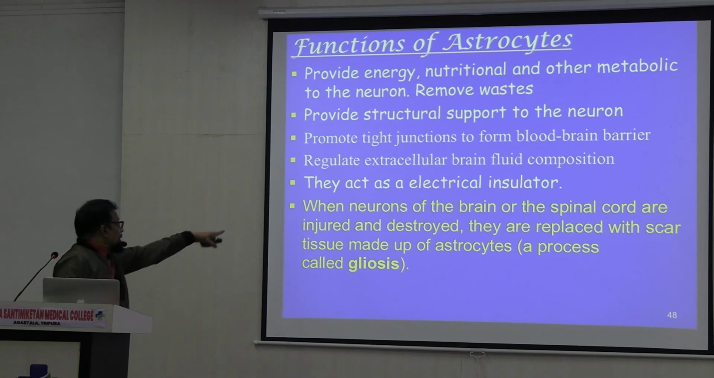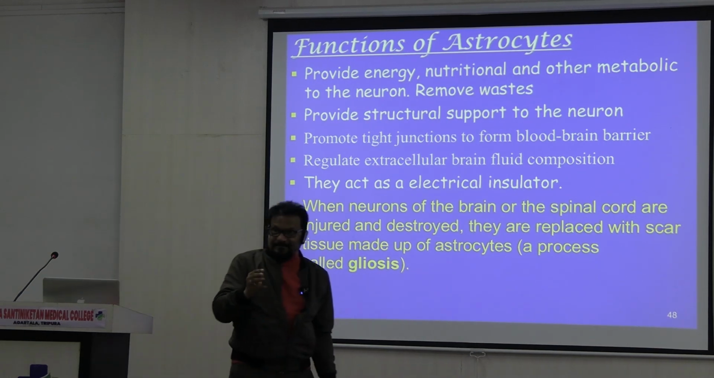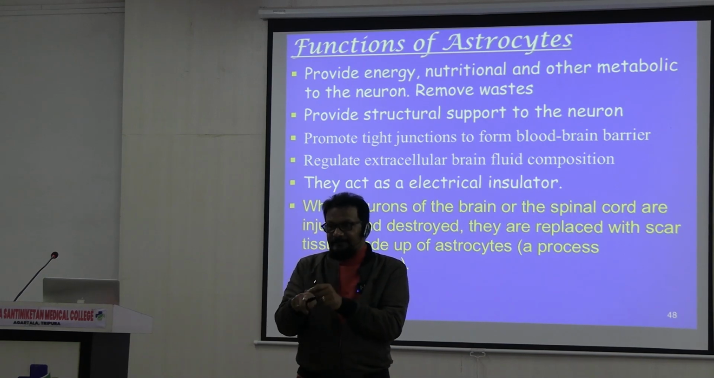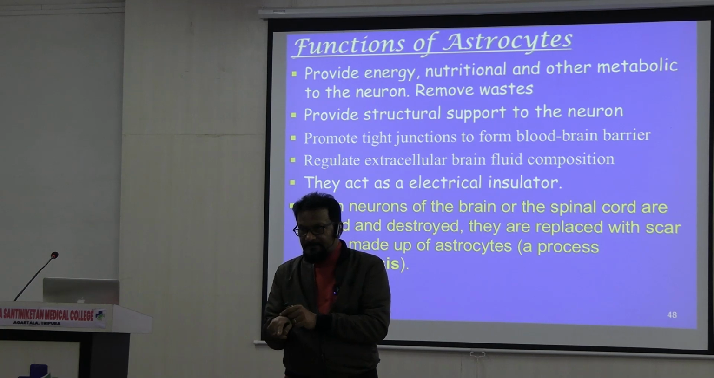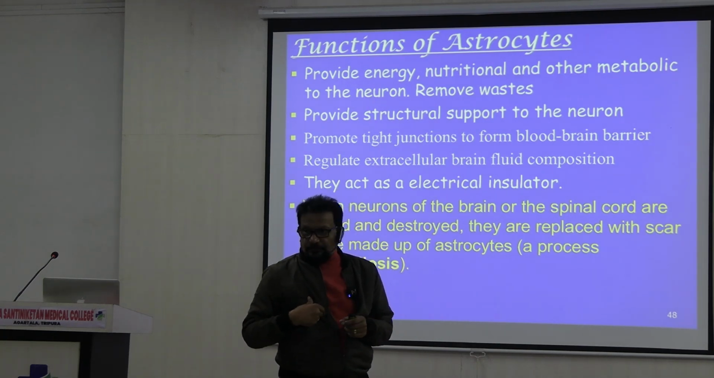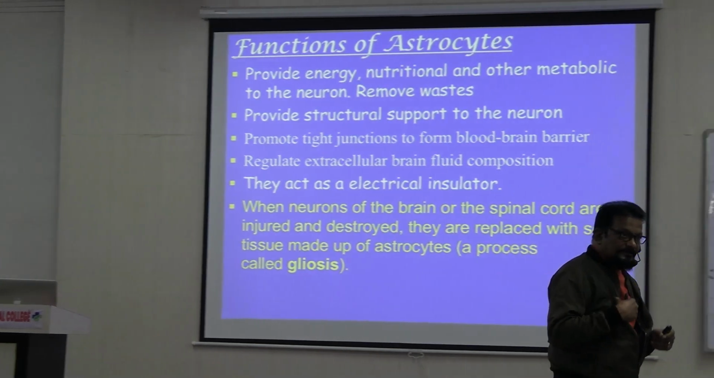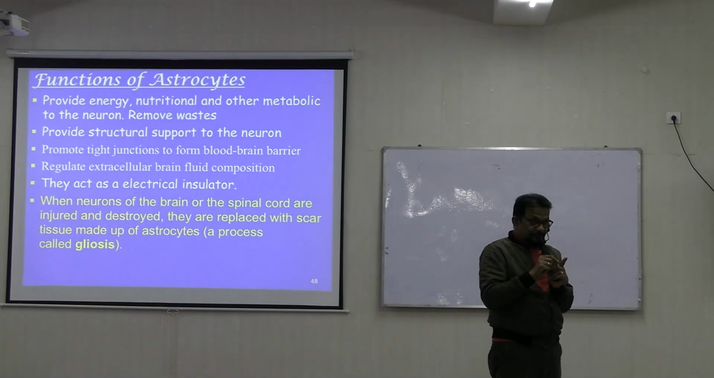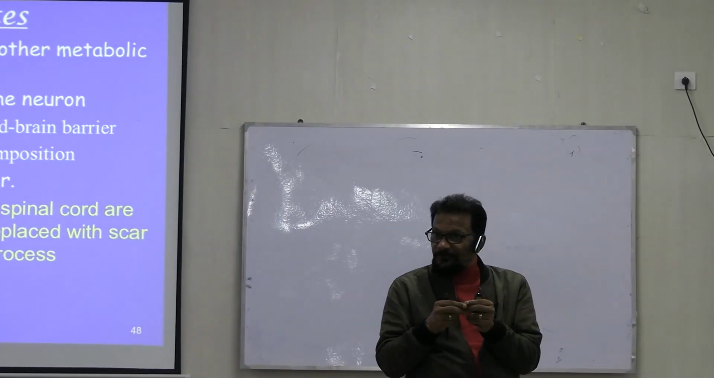When the neurons of the brain or the spinal cord are injured, they are replaced by fibrocytes. Here also, if you cut your skin, you will find it is repaired, and this repairing is done by the fibrocytes. Even our lung tissue, by any injury or infection, if it is damaged, that area will not be regenerated by the lung tissues, but will be replaced by fibrous tissue.